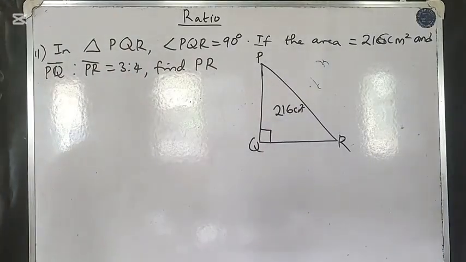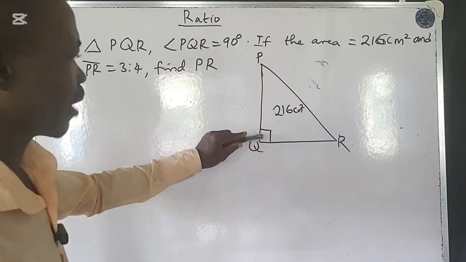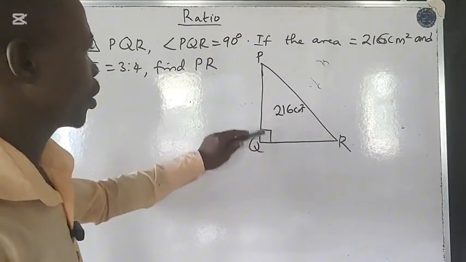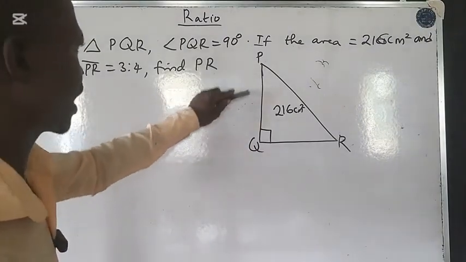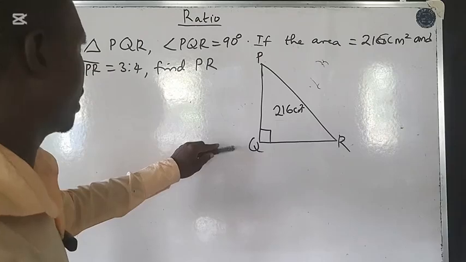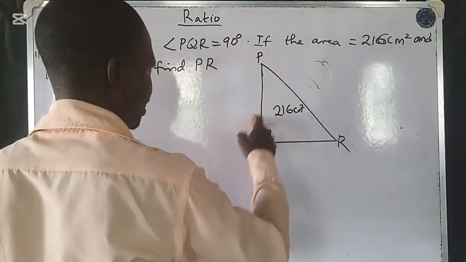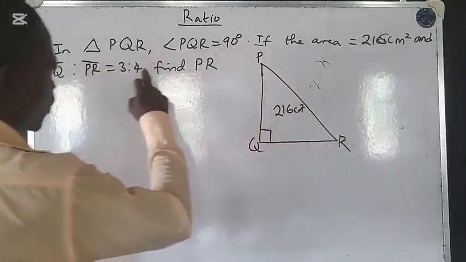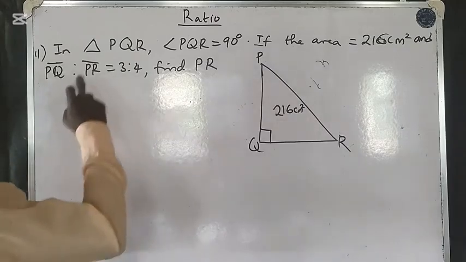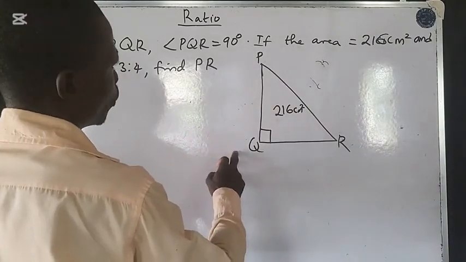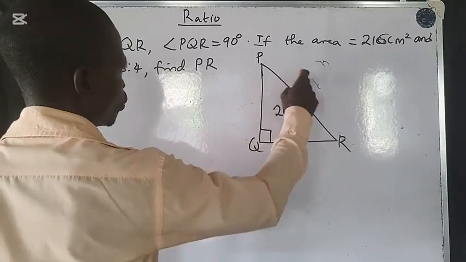So we have identified our area. We have identified our 90 degree PQR. Then we are told that PQ, this side, to this side is going to give us ratio 3:4. So PQ ratio PR equals ratio 3:4.